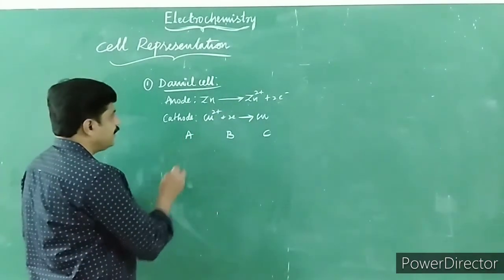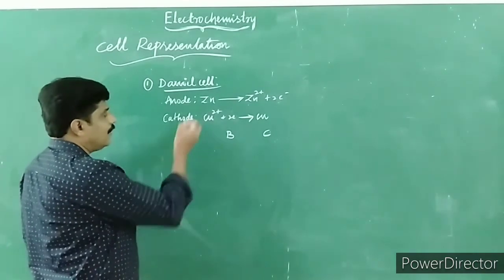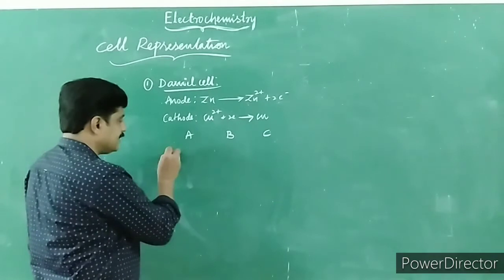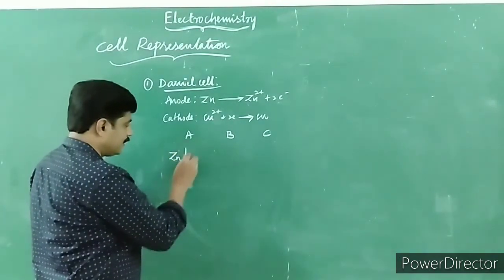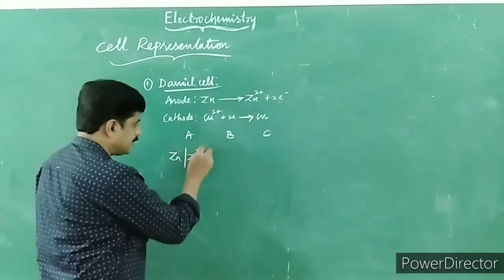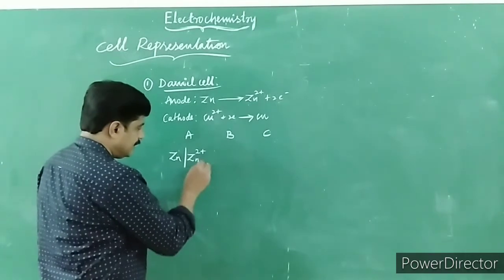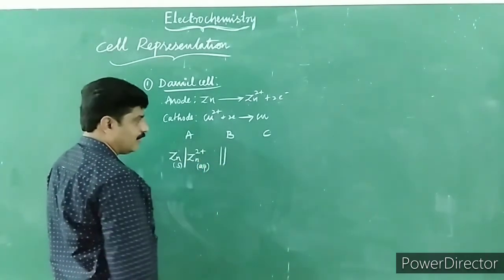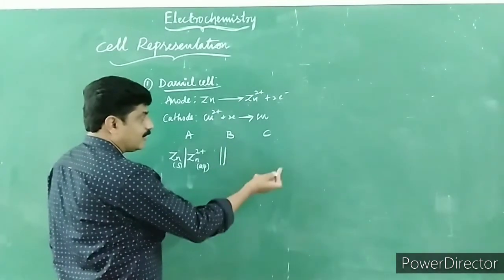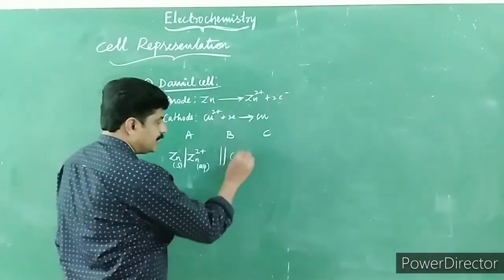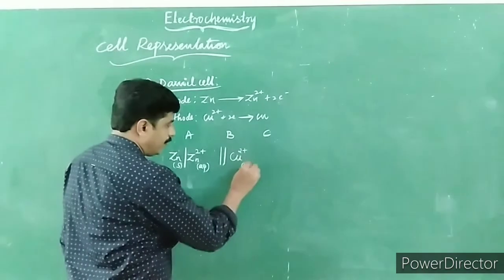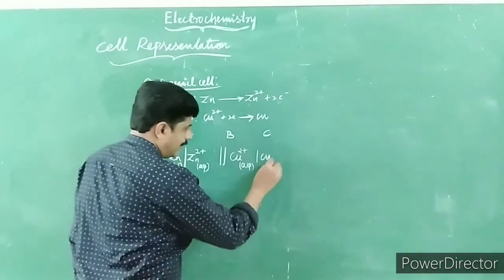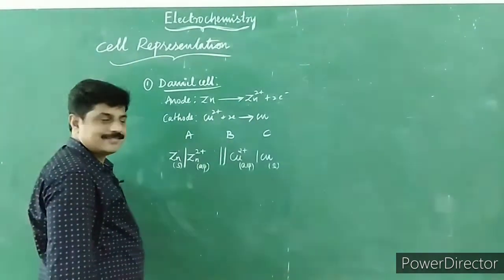Look at here. First, I need to write the metal on the anode side. Is it not? What is the metal here? Zinc, bar, Zn2+ aqueous, and this is solid. And then the salt bridge. Is it not? And on the cathode side, I need to write the ion first, Cu2+ ion, aqueous, bar, Cu, solid. Hope you got it, right?